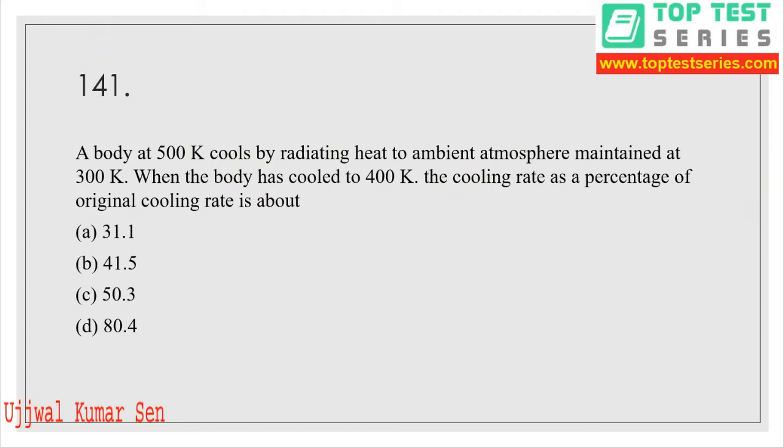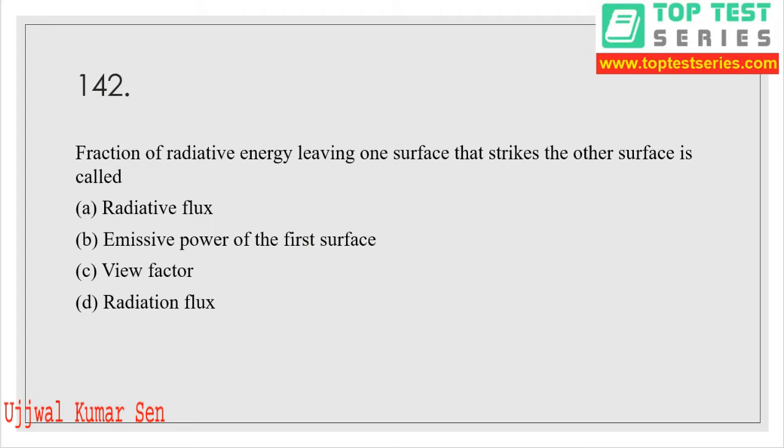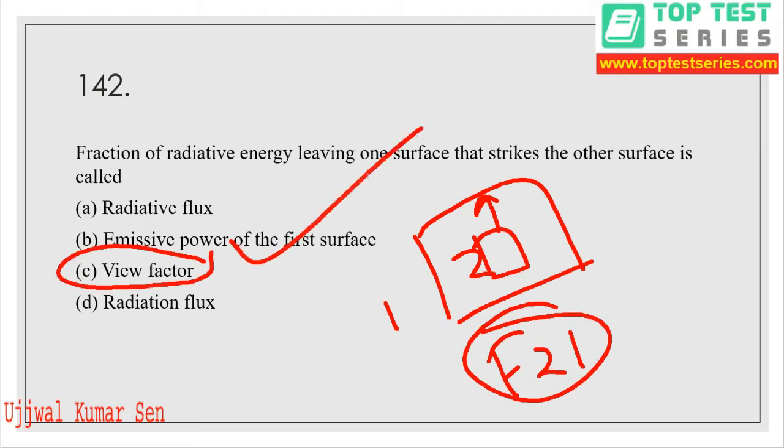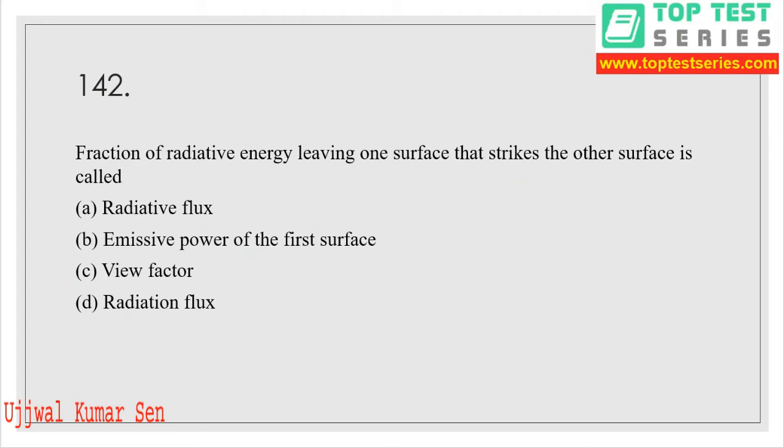Let's go for the next question, that is 142. Fraction of radiative energy leaving one surface that strikes the other surface is called. Suppose that we have surface 1 and surface 2. This is 1 and this is 2. It is striking the surface 2, that means it is F21. So it is the view factor, also known as the shape factor. View factor or shape factor, both are very important topics from the examination point of view. For many examinations I have seen this question, especially it was already asked in ESE.